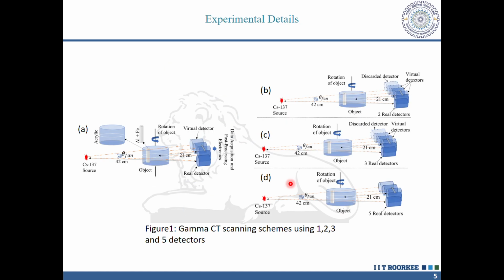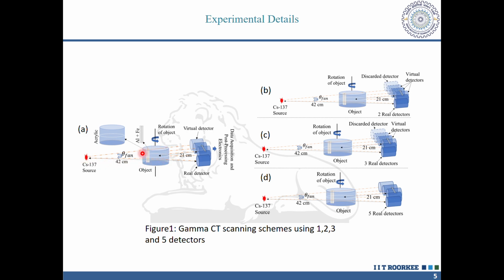Here is the experimental detail. After finding out the suitable detector among the available different types of radiation detectors, the detector which has minimum electronic noise is utilized for the further study. So this figure gives the schematic diagram of the CT geometry. This is the gamma radiation source, which is cesium 137, used in this study.